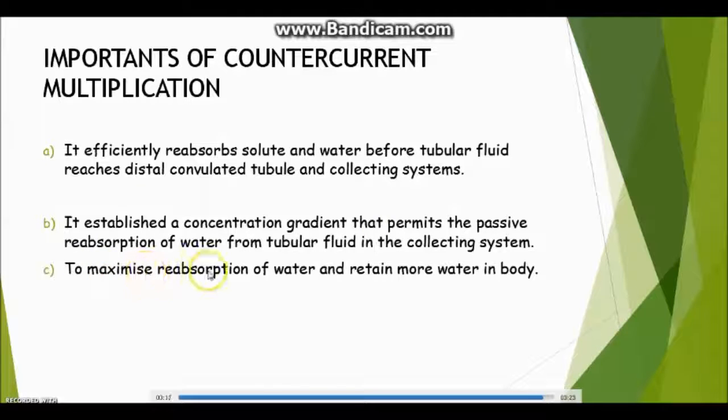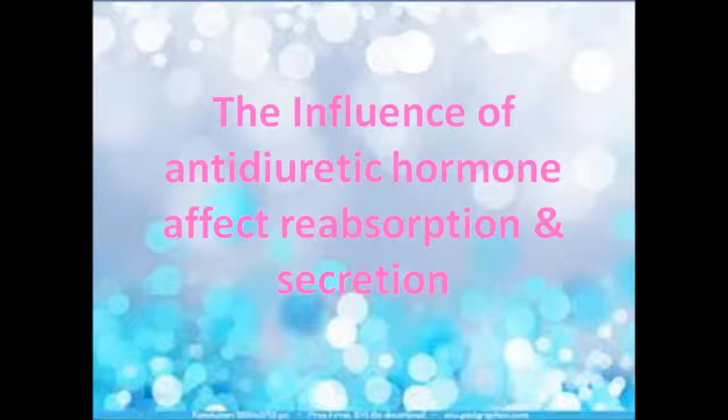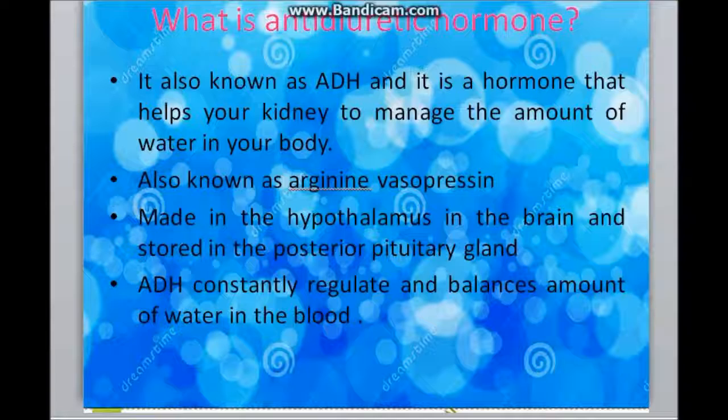And the most important benefit from this system is to maximize the reabsorption of water, and, of course, antidiuretic hormone, also known as ADH. It is a hormone that helps your kidney to manage the amount of water in your body, and it is also known as arginine vasopressin. It is made in the hypothalamus in the brain and stored in the posterior pituitary gland. ADH constantly regulates and balances the amount of water in the blood.